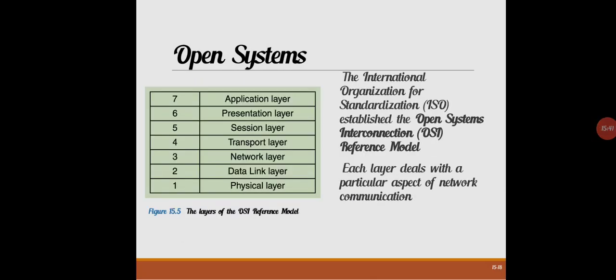In the open system model, we have a total of seven layers. First, physical layer. Second, data link layer. Third, network layer. Fourth, transport layer. Fifth, session layer. Sixth, presentation layer. Seventh, application layer. The International Organization for Standardization, ISO, established the Open System Interconnection, OSI, reference model. Each layer deals with a particular aspect of network communications.